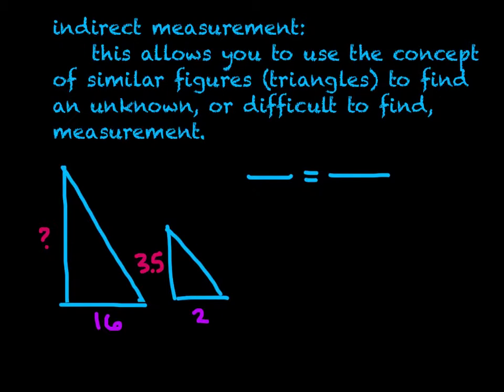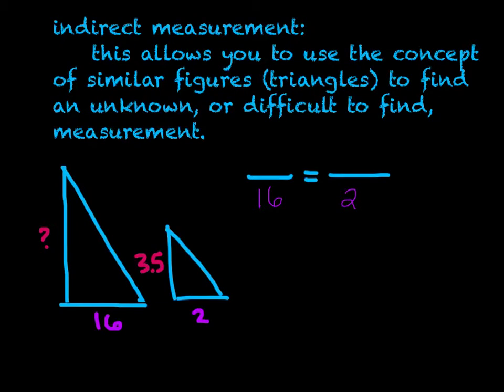In this case, we have two triangles that I've drawn. We have one that we don't know how tall it is, but we know it's 16 units across, and we have a smaller triangle that is 2 units across and is 3.5 units tall. So what we can do here is set ourselves up a proportion, and our proportion will look something like this. We will have 16 on the bottom, and that is related to 2 on the smaller triangle.